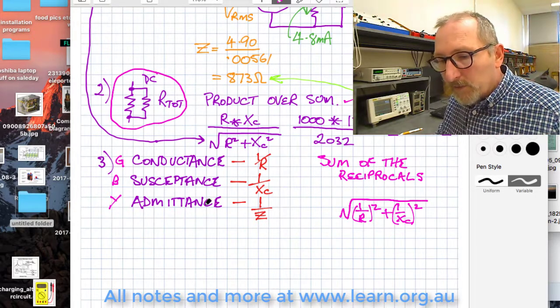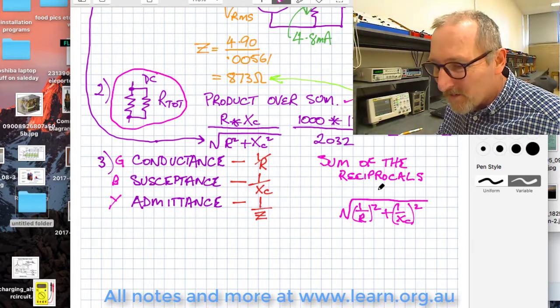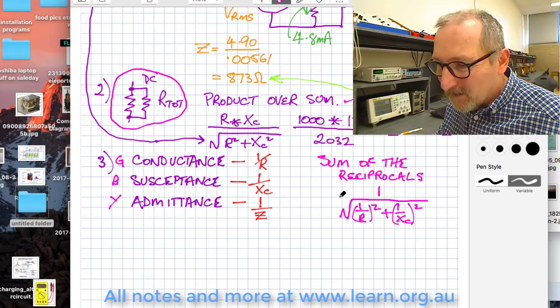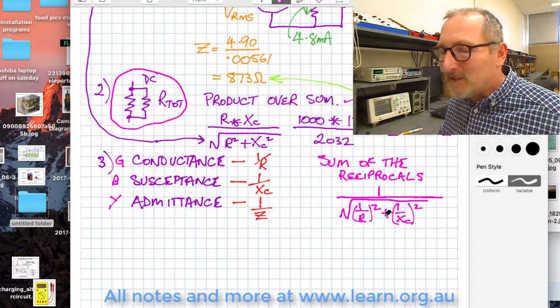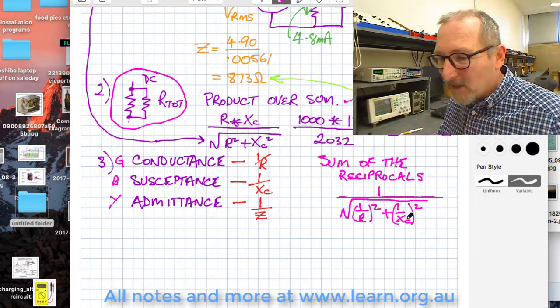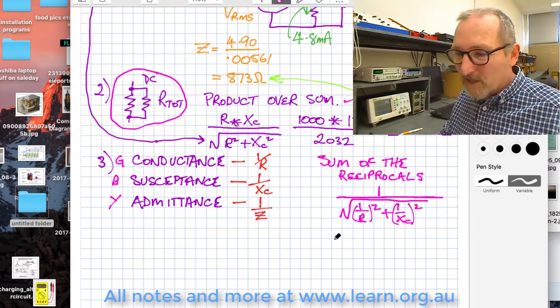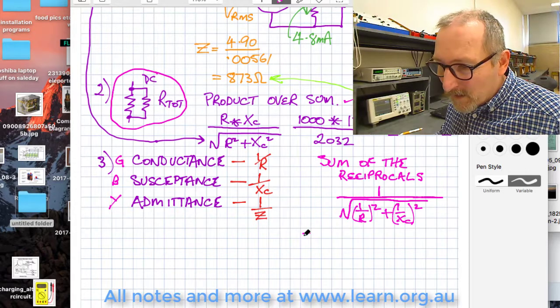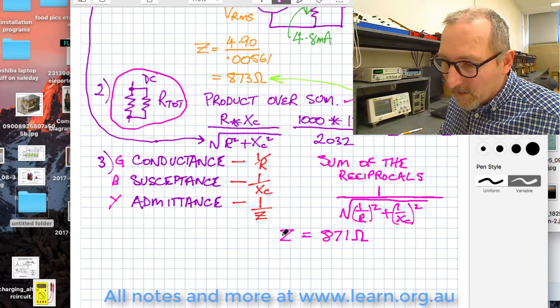So to convert from admittance back into impedance, we need to go 1 over. Is this sort of looking a little bit like Ohm's law for parallel resistors or series capacitors? Same deal, it's only the sum of the reciprocals. And if I plug the values into this and I go ahead and perform the calculations, guess what? I get 871 ohms for the impedance.